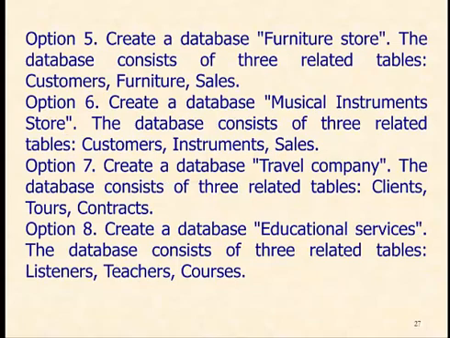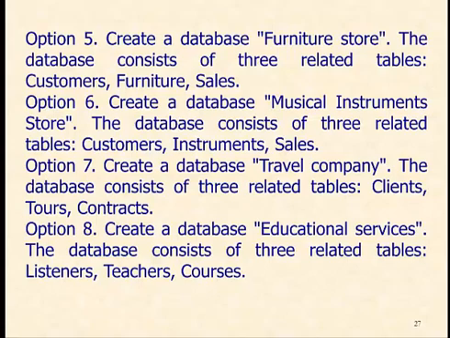Option 5. Create a database furniture store. The database consists of 3 related tables: customers, furniture, sales. Option 6. Create a database musical instruments store. The database consists of 3 related tables: customers, instruments, sales. Option 7. Create a database travel company. The database consists of 3 related tables: clients, tours, and contracts.